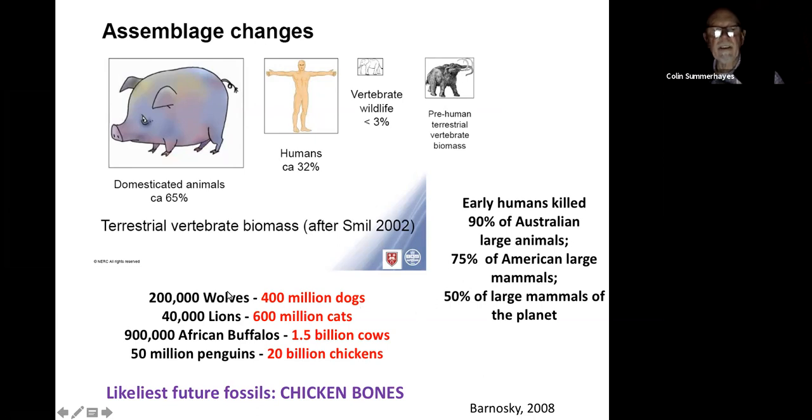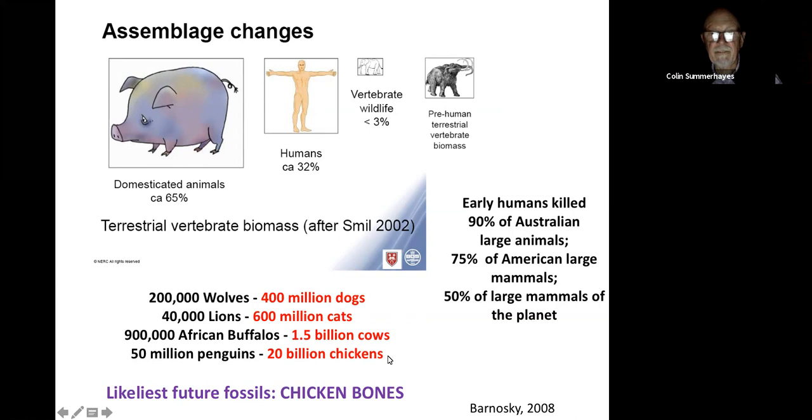So if you look at it another way, you could say, right, we know there are 200,000 wolves on the planet, but there are also 400 million dogs. We know there are just 40,000 lions left, but there are 600 million cats. In Africa, there are 900,000 African buffaloes, but globally, there are 1.5 billion cows. And we know there are 50 million penguins, but there are 20 billion chickens.